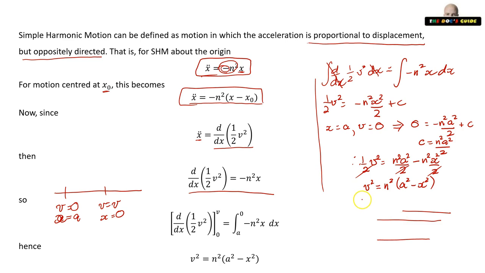Okay, occasionally you'll see it written as v equals plus or minus n outside of square root of a squared minus x squared, but this form is probably the most direct to use.